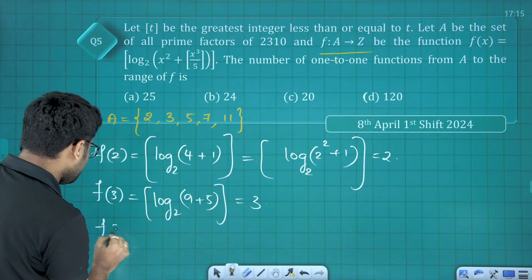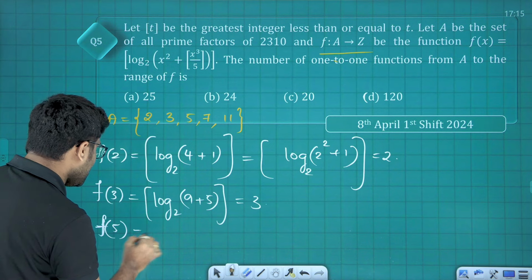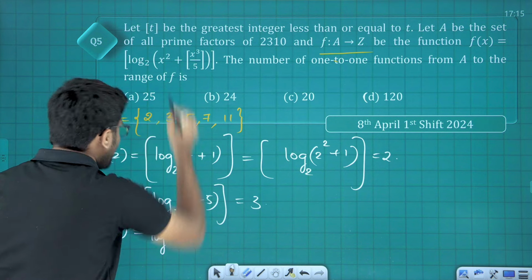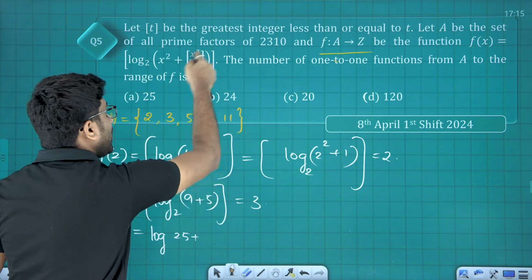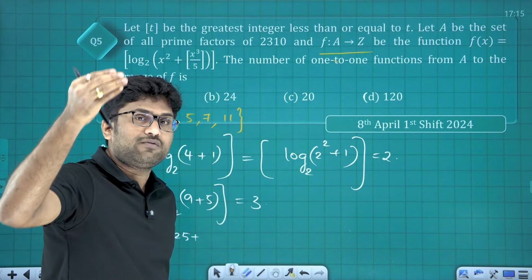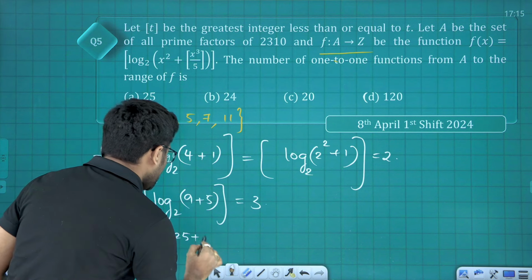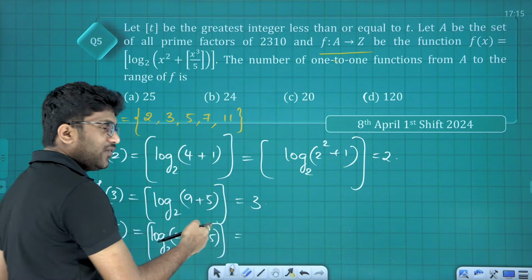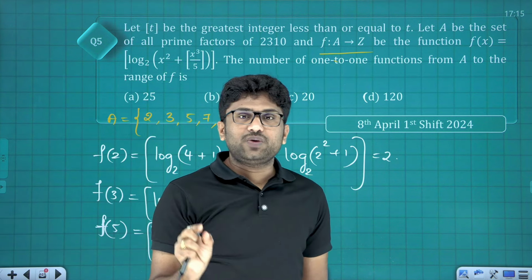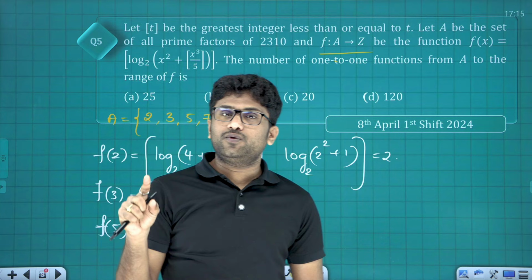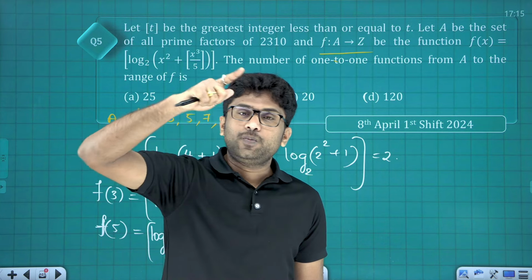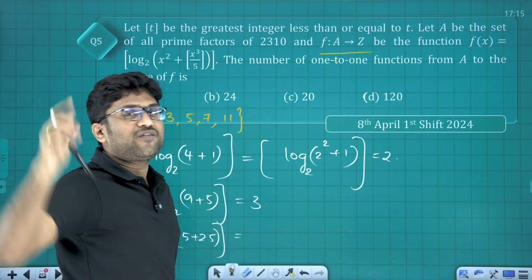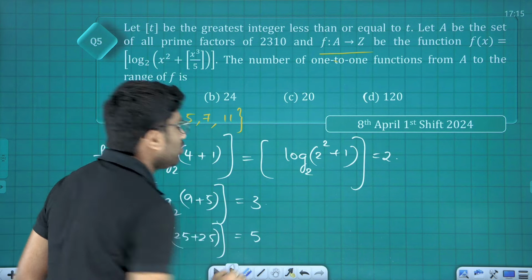Next, f of 5. f of 5 is equal to the same story, log of 5 square, which is 25, plus 5 cube, 125, divided by 5, which is 25 again, to the base 2. Log of 25 plus 25 is 50. 50 means 2 power 4 is 16, 2 power 5 is 32, 2 power 6 is 64. So it is 2 power 5 plus something, so step of 5 point something, which is clearly 5 only.